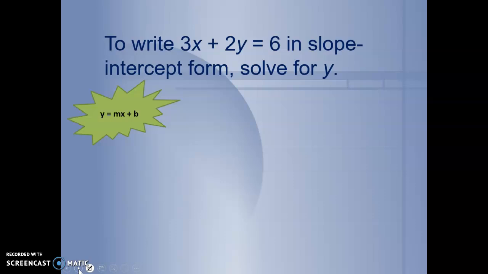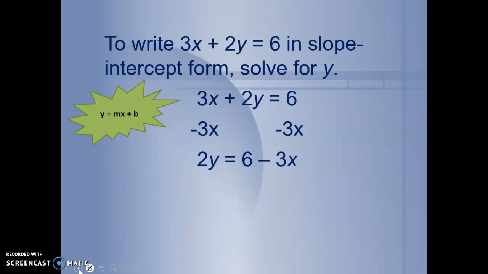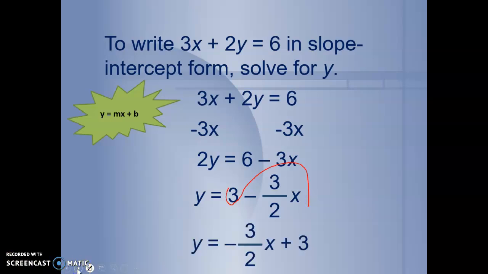To write 3x plus 2y equals 6 in slope-intercept form, the first thing we're going to do is solve for y. So we'll subtract 3x from both sides and get 2y equals negative 3x plus 6, or 6 minus 3x. We then divide everything by 2. We get y equals 3 minus 3 halves x. Most of the time you'll see that flipped around so that our x term comes first. So we can rewrite that as y equals negative 3 halves x plus 3.